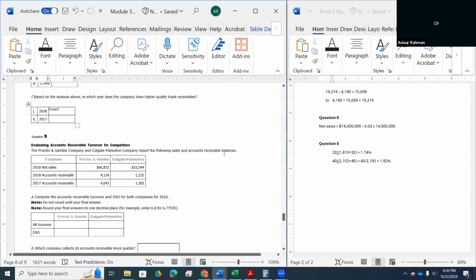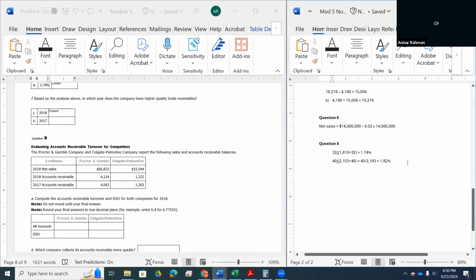Let us solve question 9. So in question 9, what we have is, we have two companies, Procter & Gamble and Colgate-Palmolive. We have net sales, accounts receivable for 2 years. Compute the accounts receivable turnover and DSO.